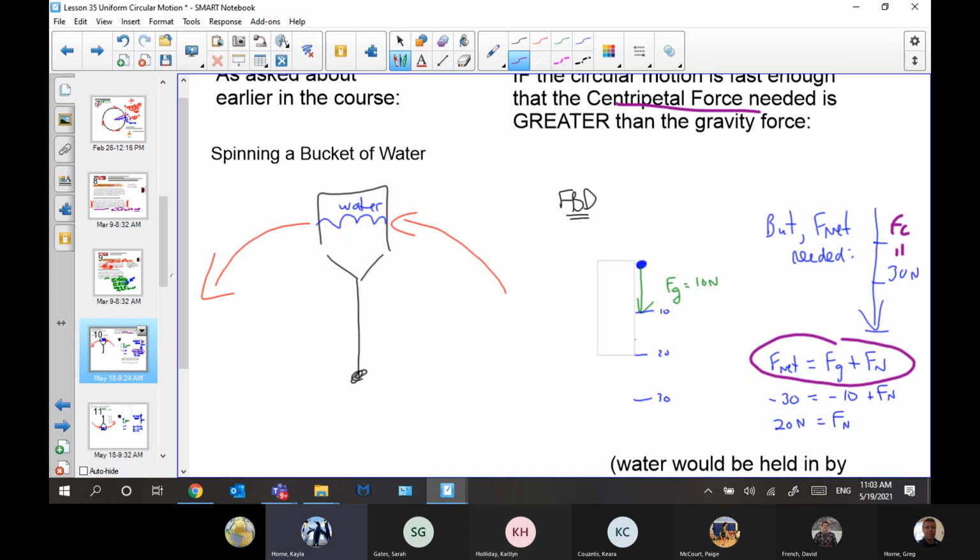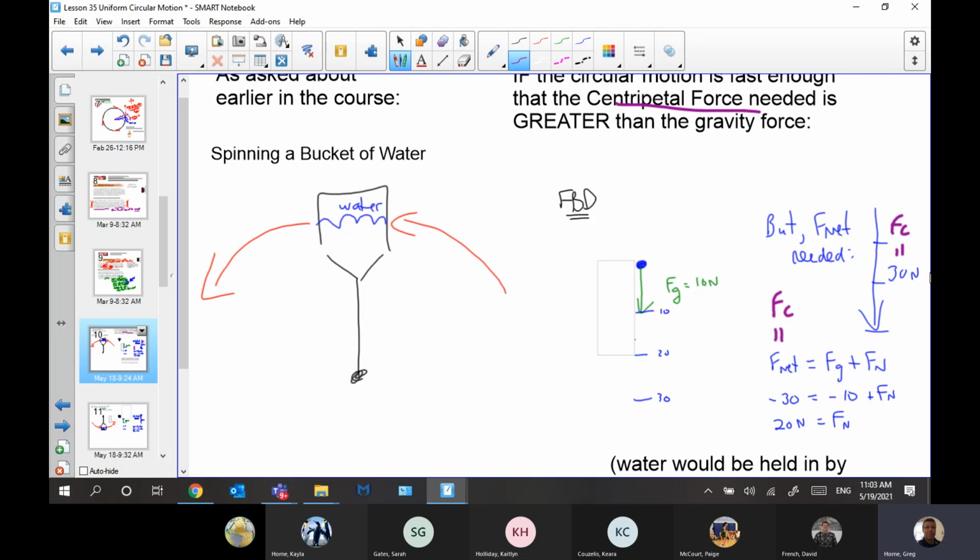Because it's not an actual force. Well, it is the net force, right? FC is the net force. So FC is the result of all the forces that added up. So yeah, exactly. FC is the net force, and so FC is negative 30 in this case.